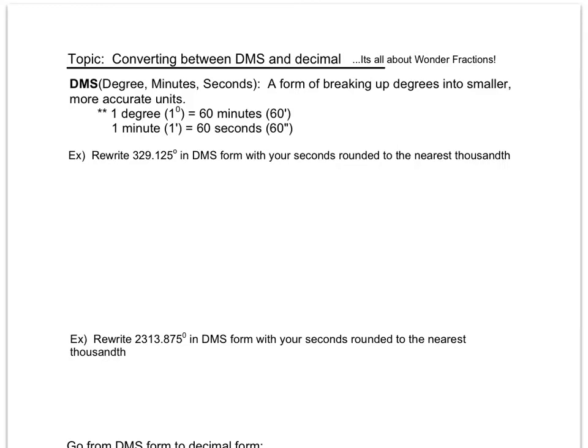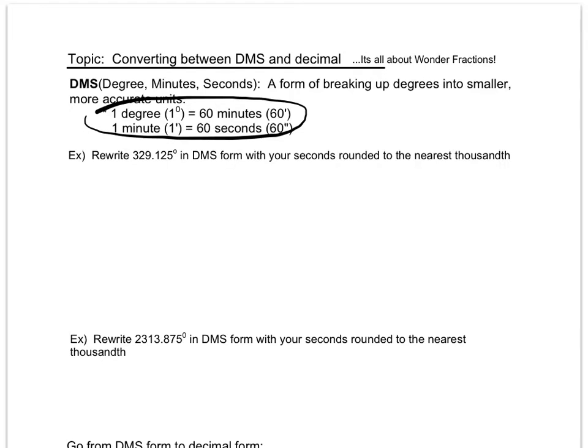I'm changing the 0.75 to a fraction. Now, if there was some way to change my fraction into, say, a fraction and something else, or two fractions, that would almost be what I was doing now. It's just kind of changing that decimal to another form. So one of the things that we're going to use to help us with these wonder fractions are these equivalencies here. And it is that 1 degree is equal to 60 minutes and 1 minute is equal to 60 seconds. So we're going to go ahead and look at this first example.